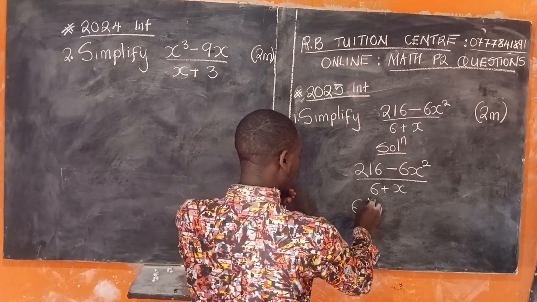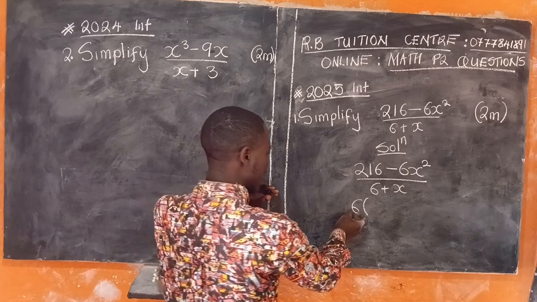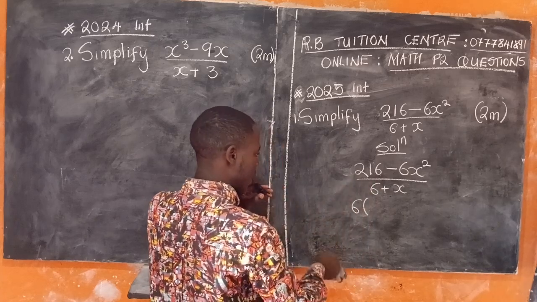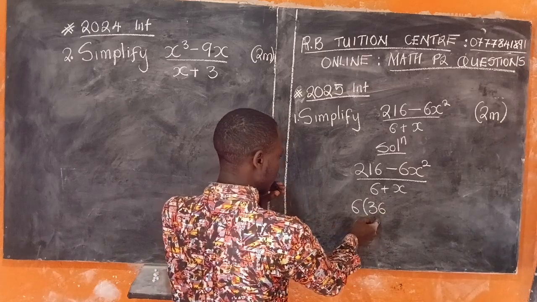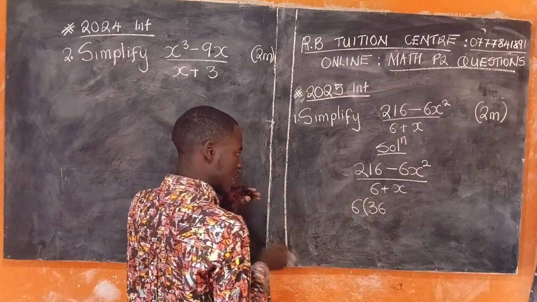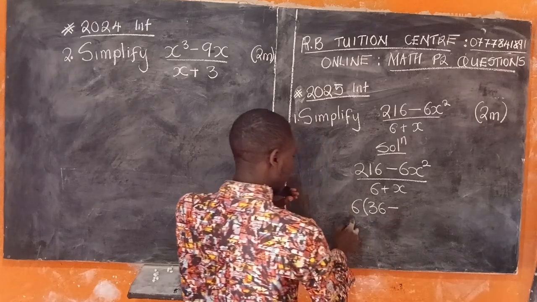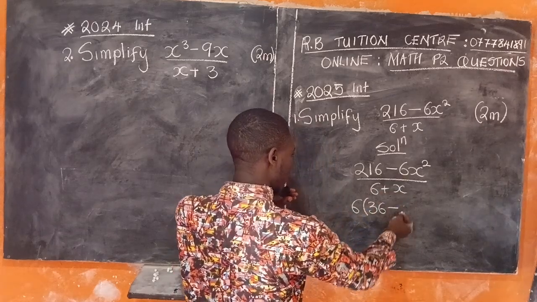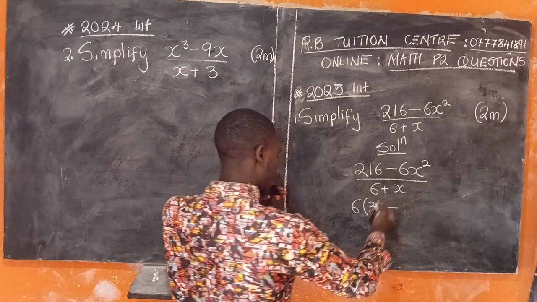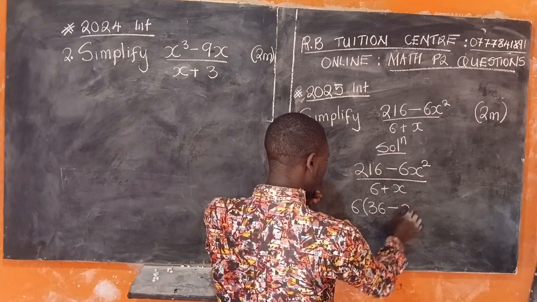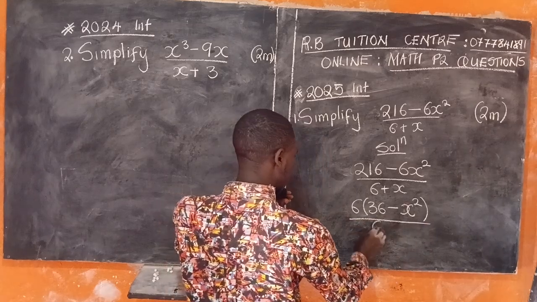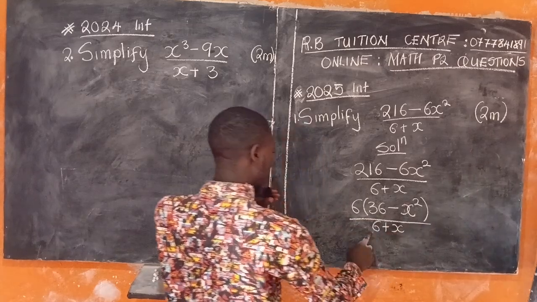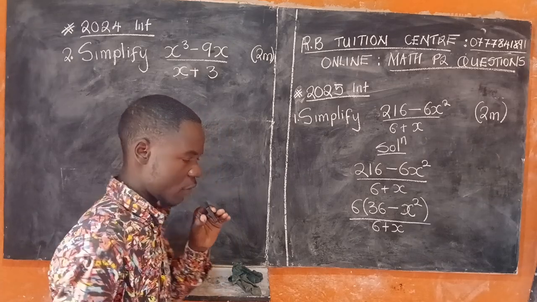Then we open the brackets. We say 6 into 2, 16. Once we multiply, this gives us back 2, 16. Then minus 6 into 6, it's 1. We don't write 1 because there is a variable x. So here we are left with x to the power 2, close brackets, then x plus 6 plus x from there.